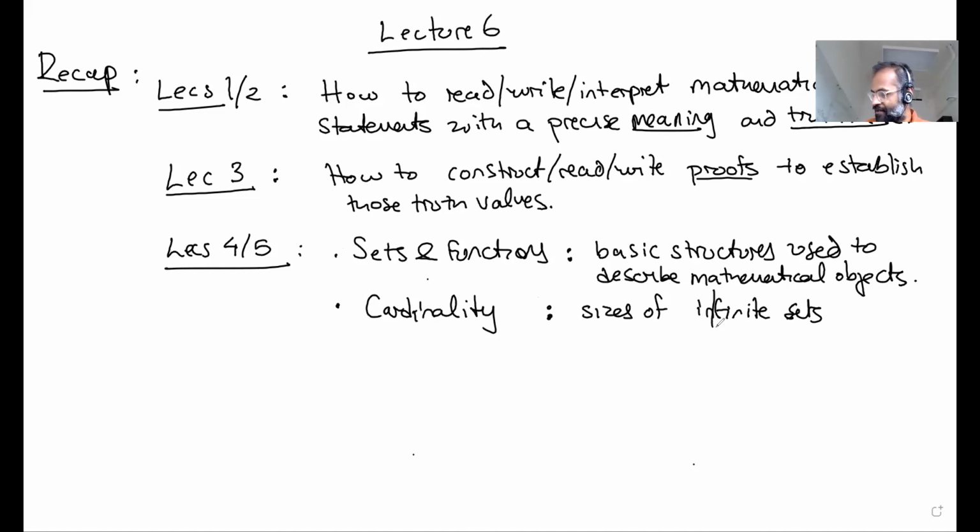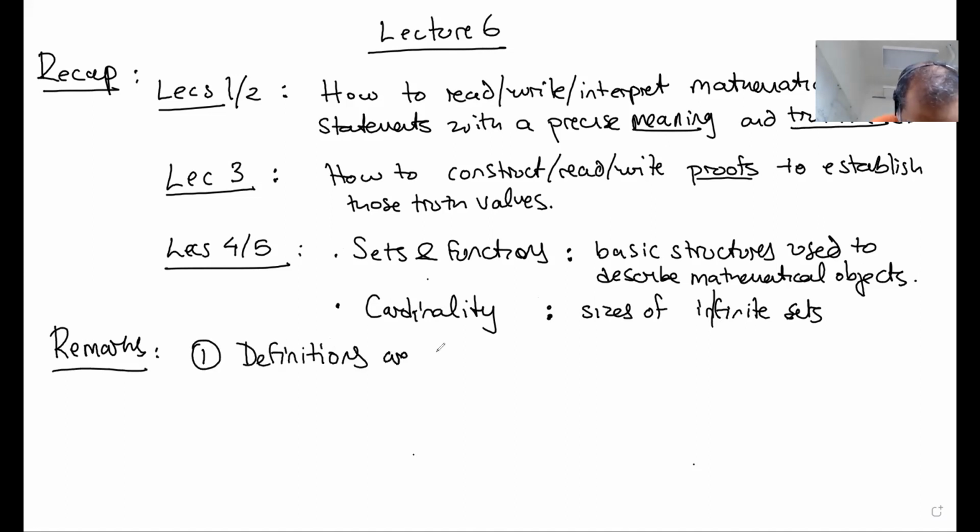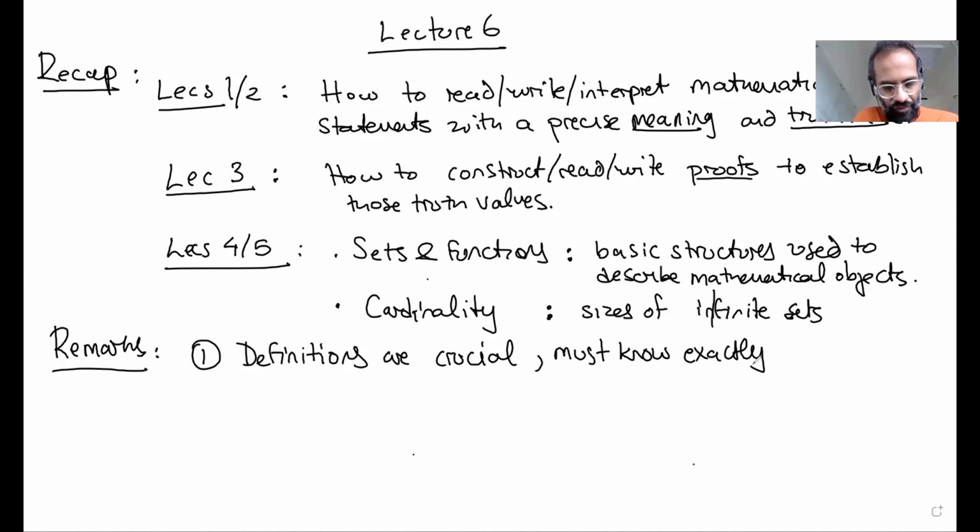And I want to make a few remarks about what we've done so far. So one is that definitions are really crucial. If you don't know the definitions, you don't even know what statements mean. So you must know the definitions exactly. There's no real leeway there. If you know what the statement means in a precise way, that will guide you as to how to prove something satisfies that definition, how to check that something satisfies that definition, how to use the assumption that something satisfies that definition.